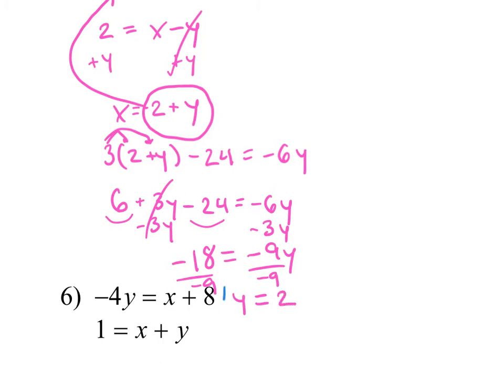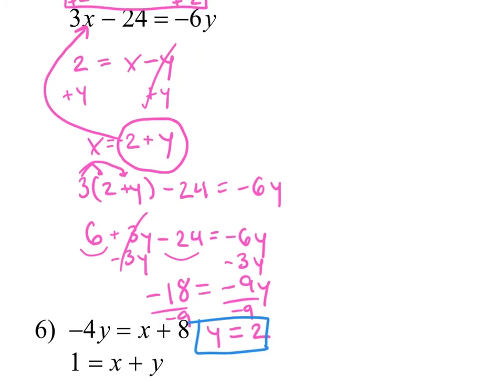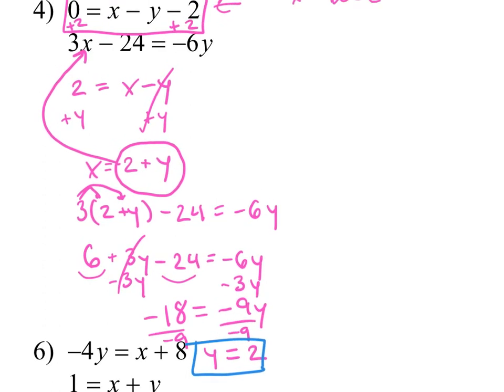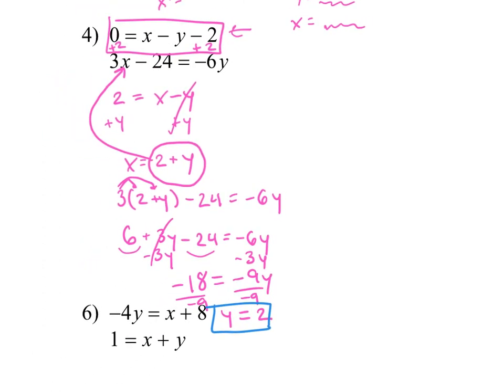So now that we have an answer for y, are we done? Nope. So what do we do next? Plug it into one of the other problems. Perfect. We can either plug it into the first one or the second one. It doesn't matter, but we need to plug it into y. As long as we plug it into y, we're good. So we take y is equal to 2, and let's plug it into the first one because that looks a little bit easier. So we have 0 is equal to x minus 2 minus 2.